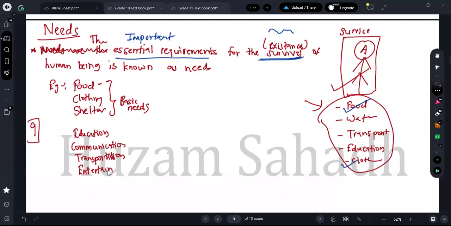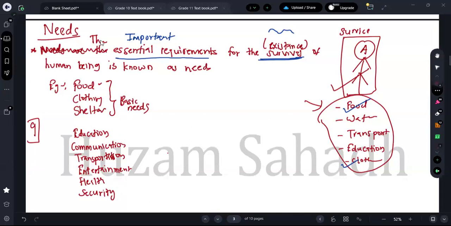Entertainment, health, and something called security. I'll explain one by one. Yes, what about safety, sir? Yes, safety is also one of the needs. You can say safety or security, it gives the same meaning, right?